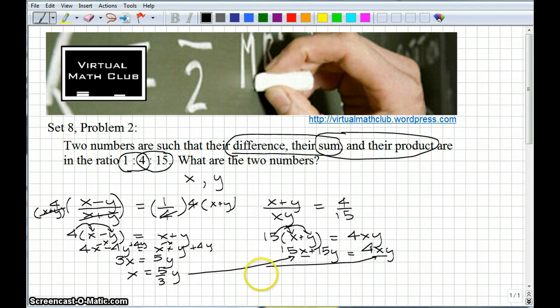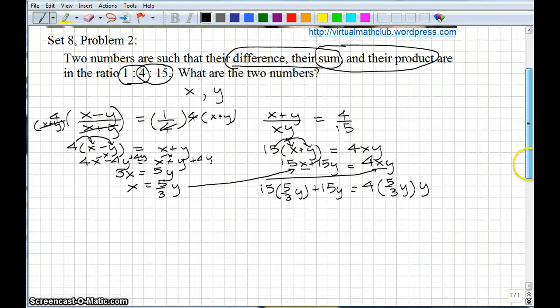So let's do that. We have 15 times the quantity 5/3 y, that's just substituting 5/3 y for x, plus 15y. And then we have 4 times 5/3 of y, again just substituting for x, and then take that times y. All right, lots of algebra here. Let me scroll down a bit, give us some more room.